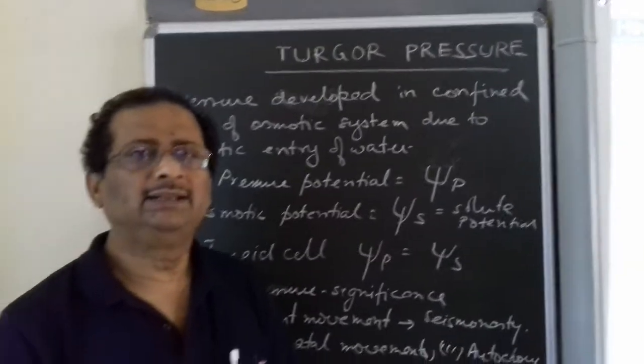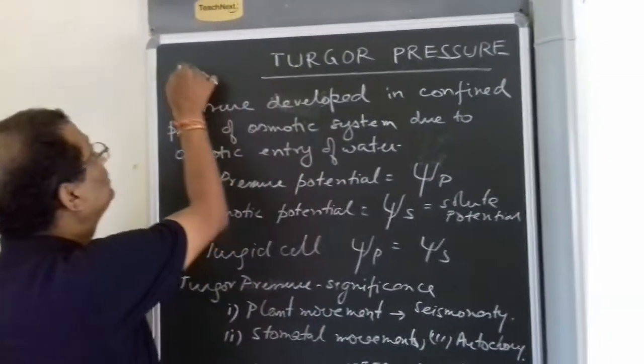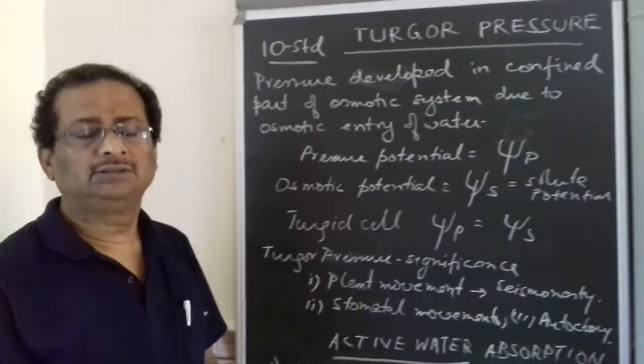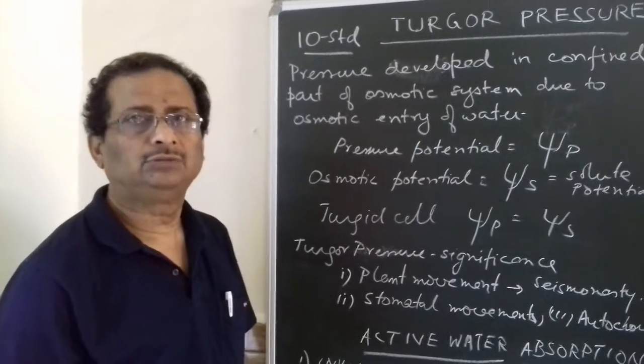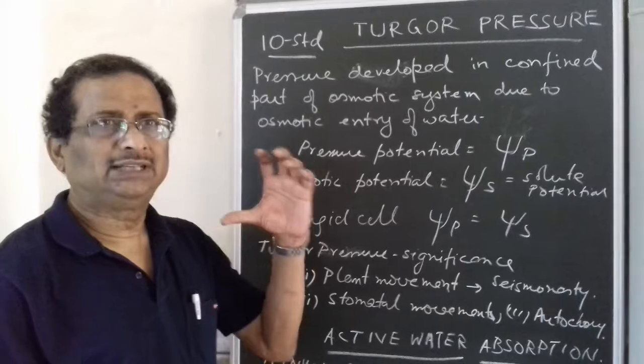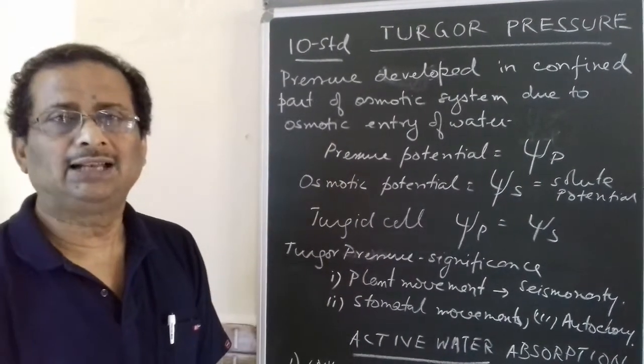Good morning everybody. For 10th standard, today our topic will be turgor pressure. Now this is in continuation of the chapter on absorption through root and ascent of sap. Here we are going to study more details about turgor. I told about turgor pressure in the last class.